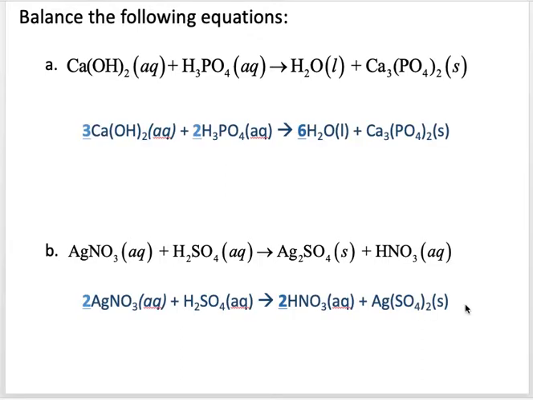All right, so when you do so, we should end up with 3 calcium hydroxides plus 2 H3PO4 yields 6 waters and 2 calcium phosphates. And for B, we end up with 2 silver nitrates, 1 H2SO4 plus 2 HNO3s, and 1 silver sulfate. And again, remember, we have only changed coefficients. Now, if you're someone who, for bookkeeping purposes, needs to put a 1 in front of something like this, that's totally fine, totally acceptable, not a problem.